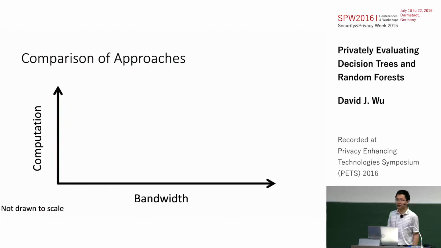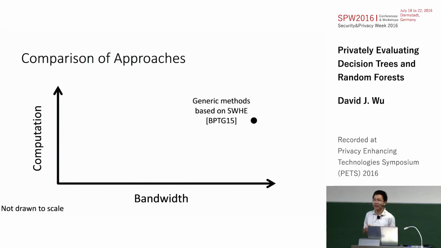So before I go into the construction of our particular protocol, I'm going to elaborate on a few approaches that have been proposed for solving this. On the one hand, we have generic methods based on somewhat homomorphic encryption, so additive homomorphic encryption and leveled fully homomorphic encryption. This was proposed by Bost et al. in NDSS of last year, where they showed how they can use some of these primitives to build a wide variety of machine learning classifiers. Unfortunately, these protocols tend to rely on fairly hefty cryptographic primitives, and as a result, they are both computationally and bandwidth heavy, but they do give a protocol for evaluating arbitrary decision trees.